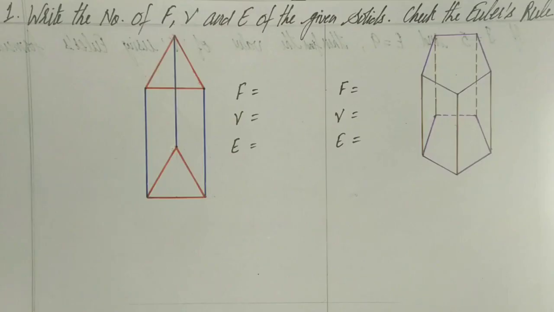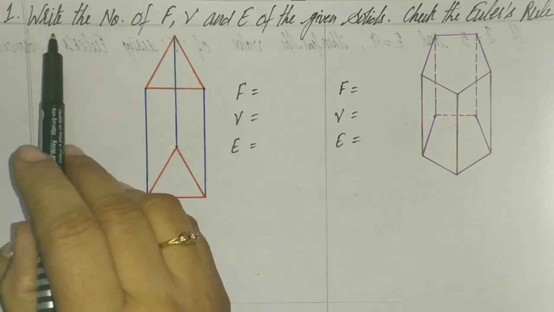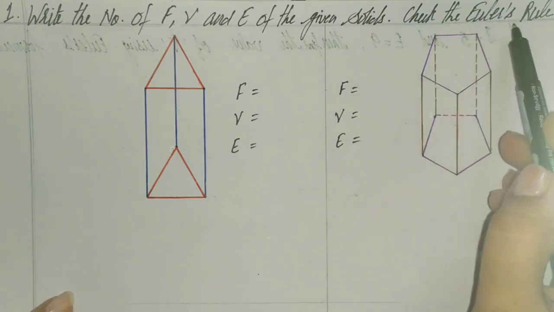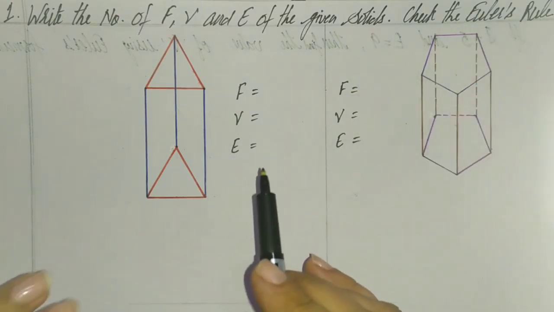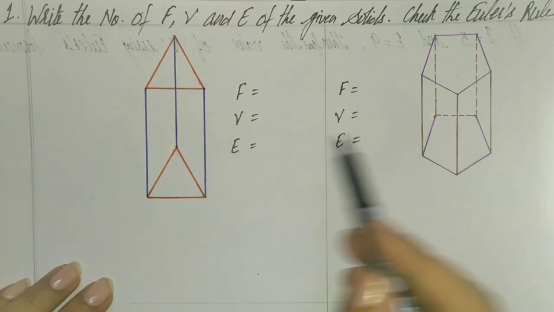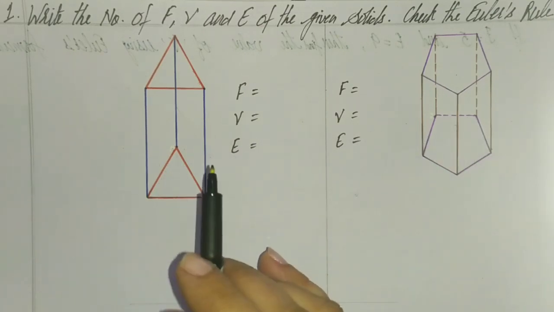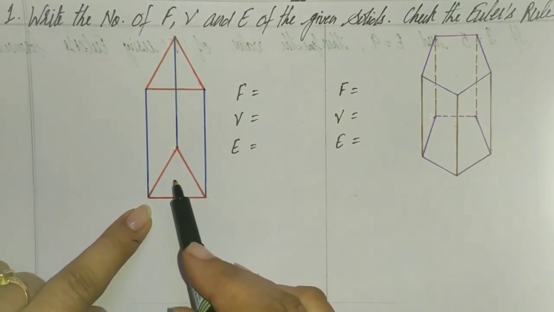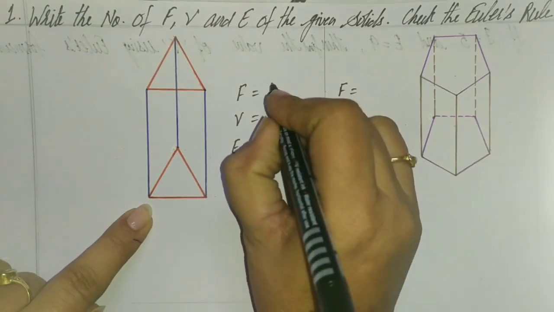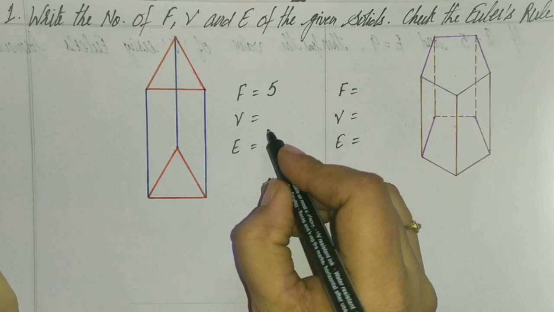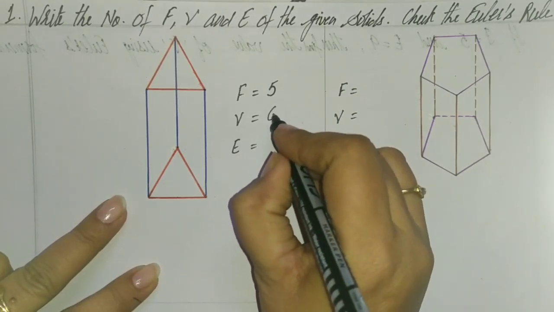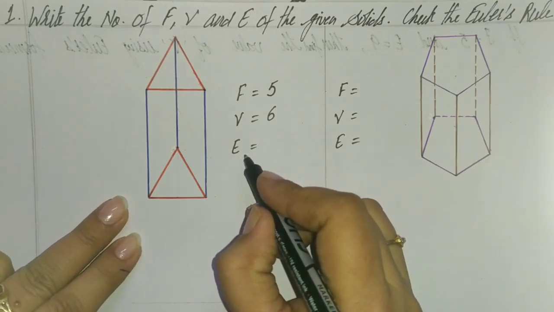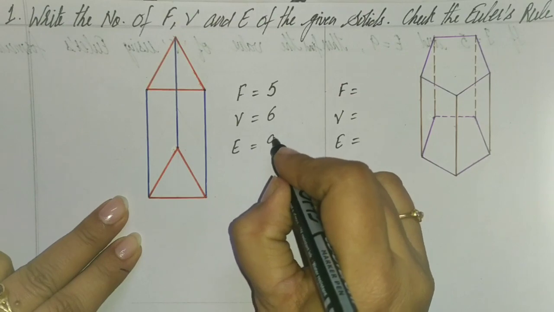Now let's move to the first question. Here in this question, we have to write the number of faces, vertices and edges of the given solids. Then we have to check Euler's rule. Now to write down the faces, vertices and edges of these two solids, we'll apply the previous rule, in which we add 2 to the number of sides of the base. Here the base is a triangle, so there are 3 sides, that means 3 plus 2, it should be 5. To find vertices, we multiply by 2, 3 2s are 6. To find out the edges, we multiply the number of sides of the base by 3. So 3 3s are 9.